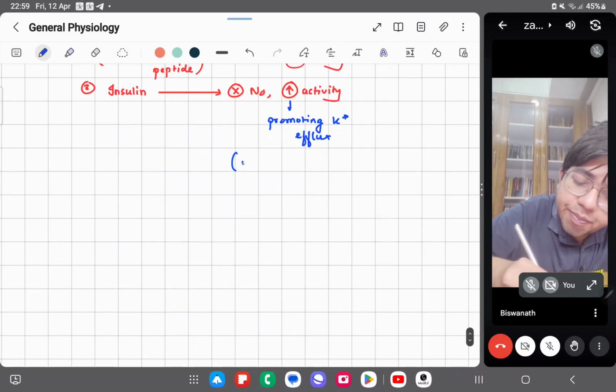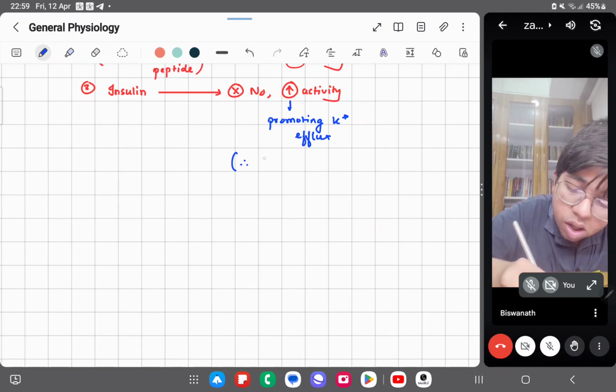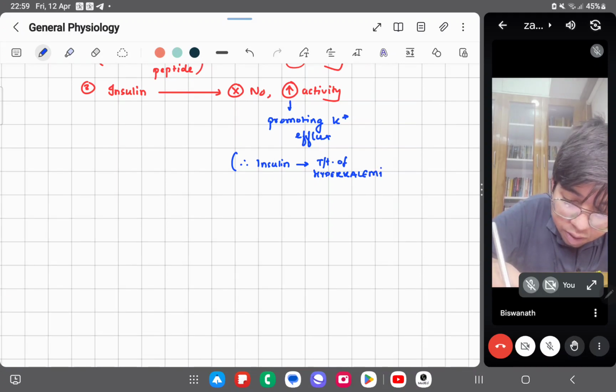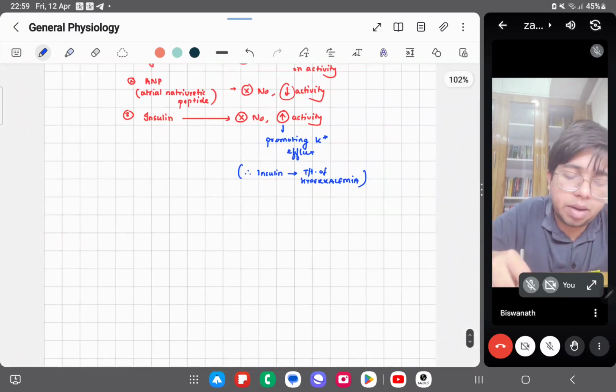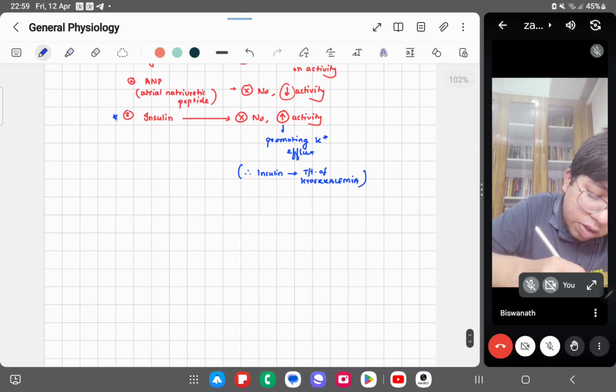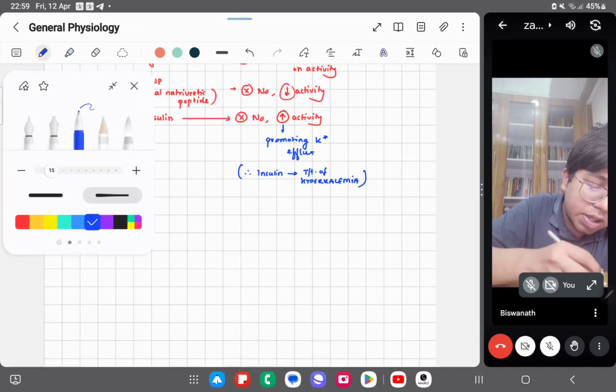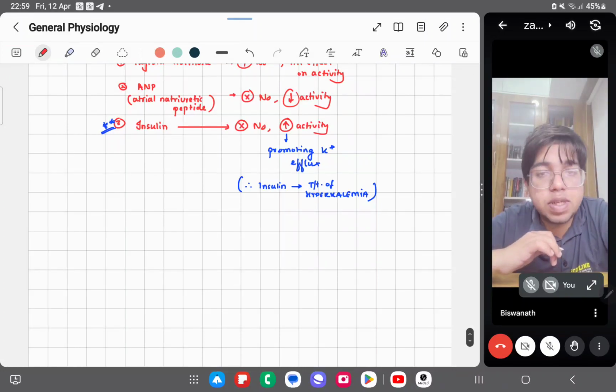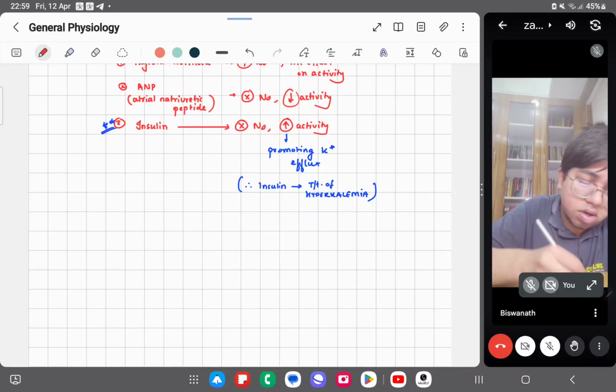That's why it is insulin plus dextrose, even, in the treatment of hyperkalemia. Insulin is given in the treatment of hyperkalemia. Important. So insulin is very, very important as far as this is concerned. And another hormone is aldosterone.